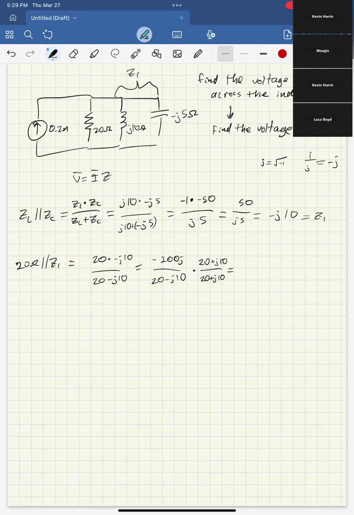That's kind of interesting, what they did there. There's a couple of ways to do this question. You could do it with a source transformation, but I'm going to do it this way instead.